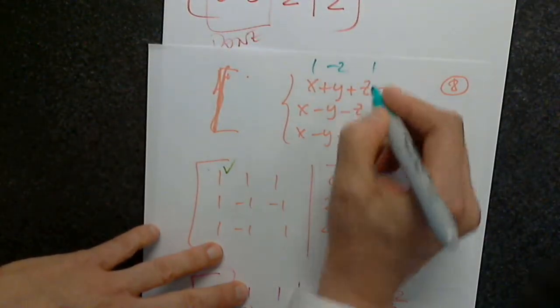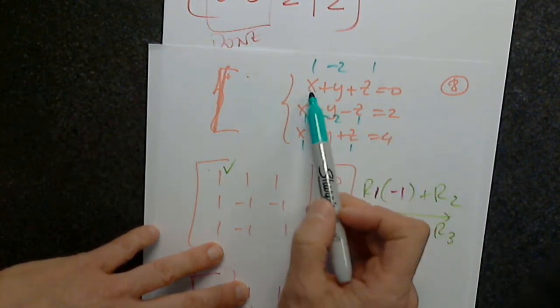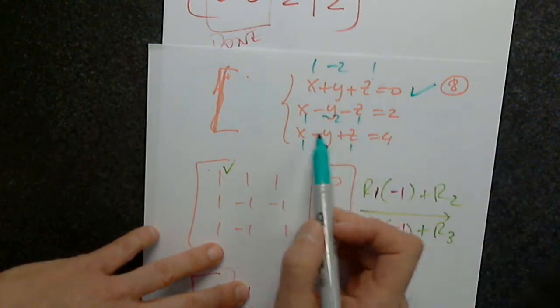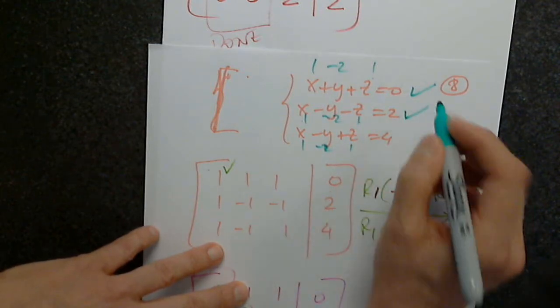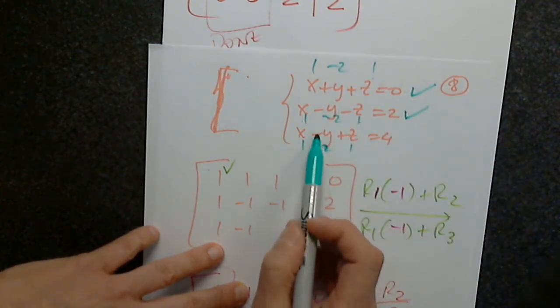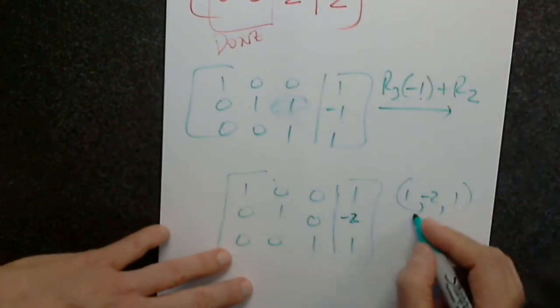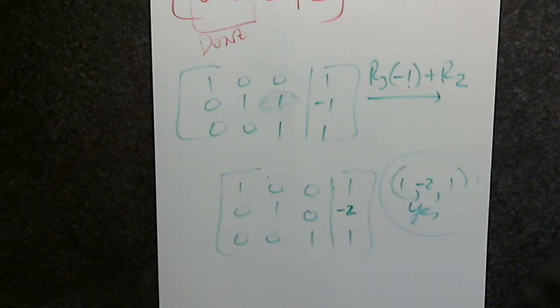good. 1, -2, 1. Let me check. 1 minus 2 plus 1. Check. 1 plus 2 is 3. 3 minus 1 is 2. Check. 1 plus 2 is 3, plus 1 is 4. Check. And I don't need anyone to say anything because I know this is the only one and the correct one.